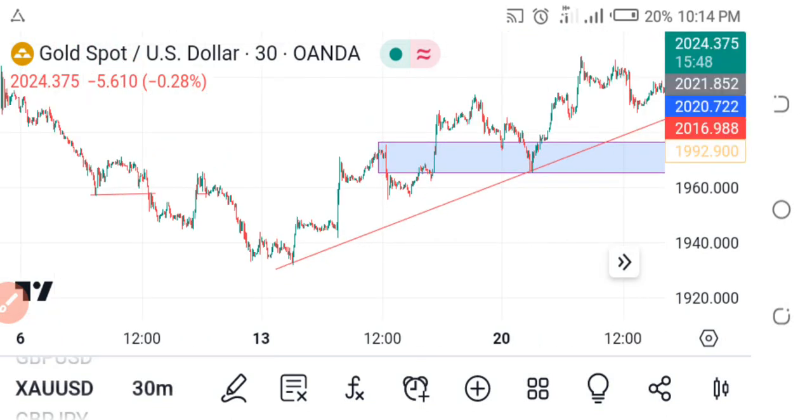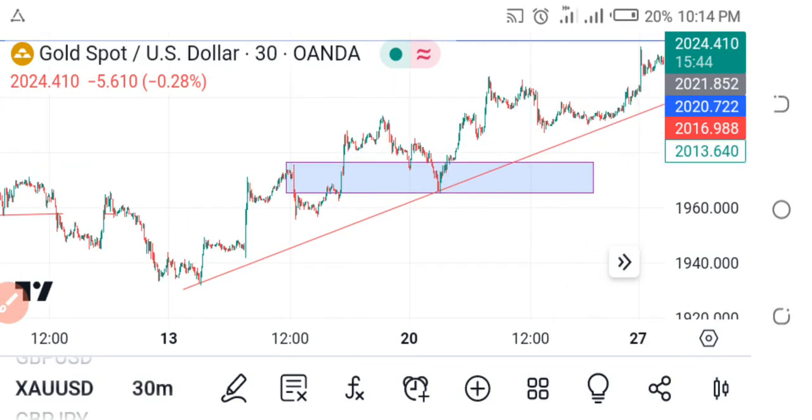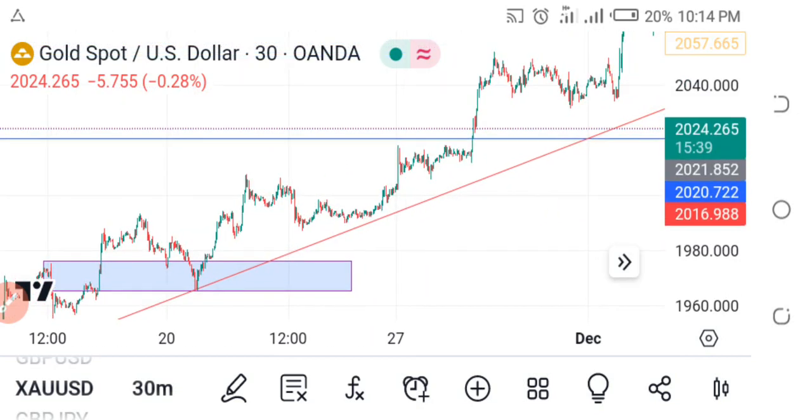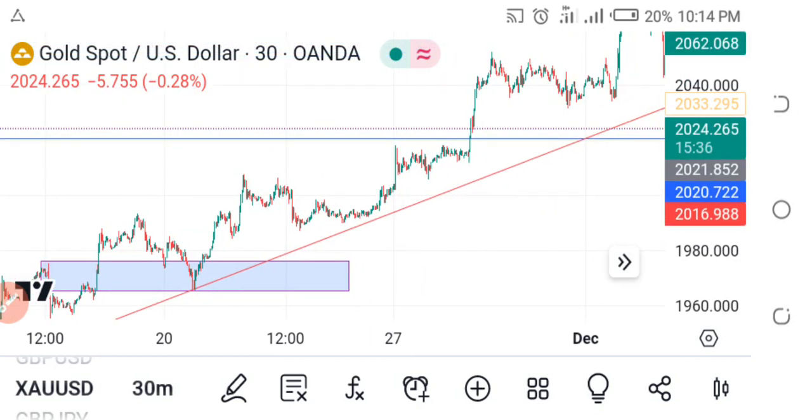Please take note, I'm actually pointing out areas of value. What's an area of value? It's where we expect buyers to take price up or where we expect sellers to take price down, using the trend line. That is what I use the trend line for.